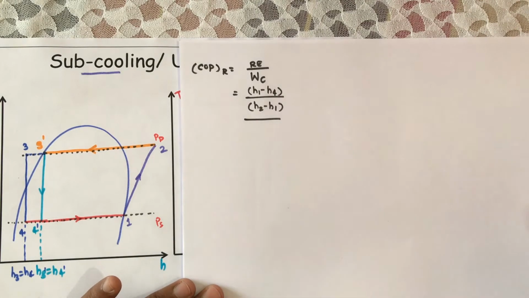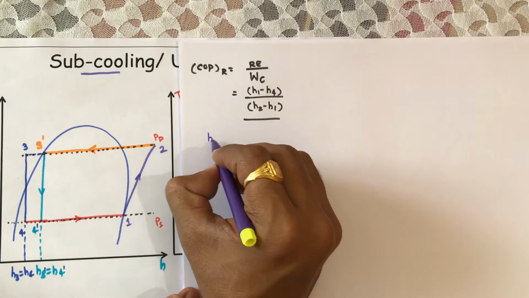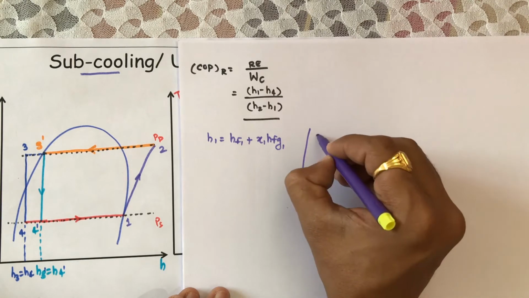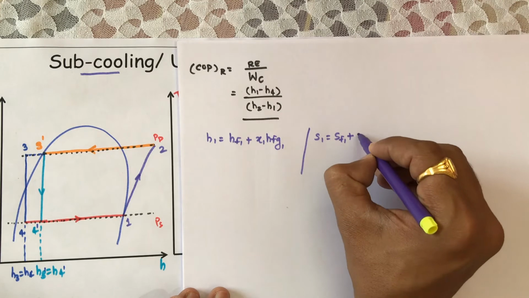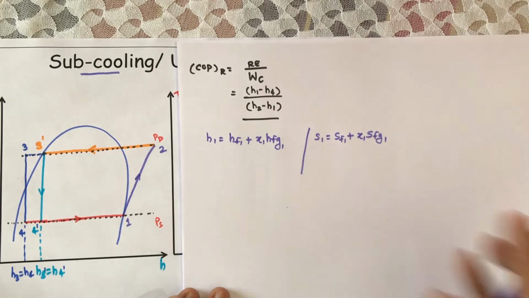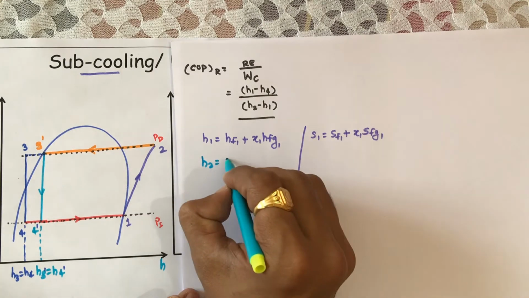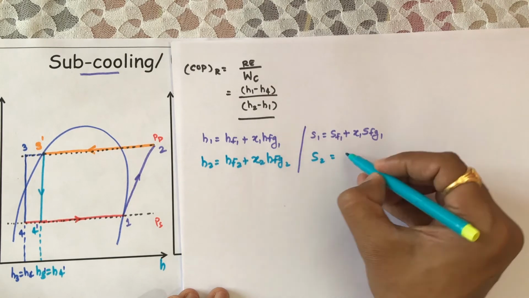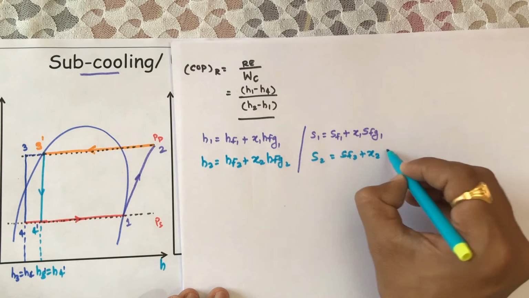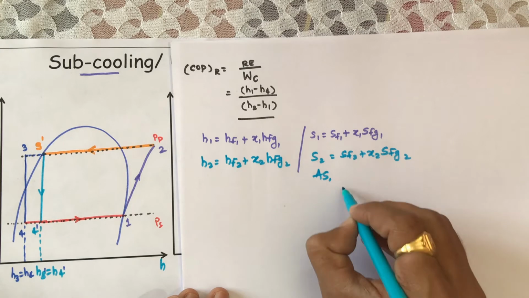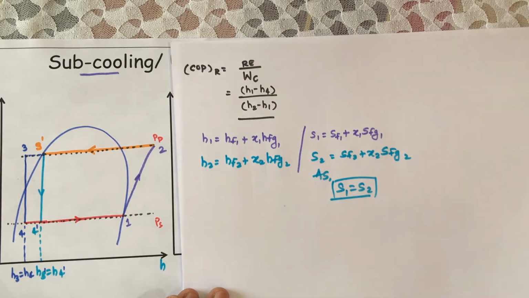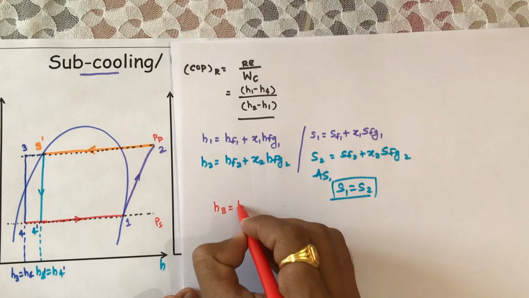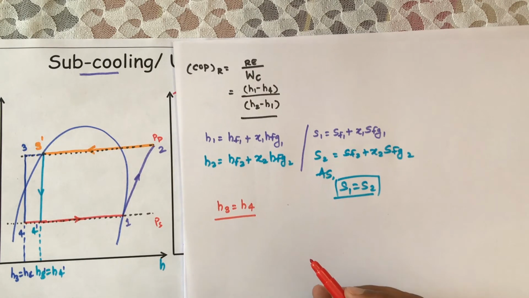Now how can we calculate the values of enthalpies? H1 is equal to HF1 plus X1 into HFG1. Similarly, S1 is equal to SF1 plus X1 into SFG1, and H2 is equal to HF2 plus X2 into HFG2, and S2 is equal to SF2 plus X2 into SFG2, and as we know that here S1 is equal to S2, as 1 to 2 is an isentropic process. Now here 3 to 4 is an isenthalpic process, which means H3 is equal to H4.